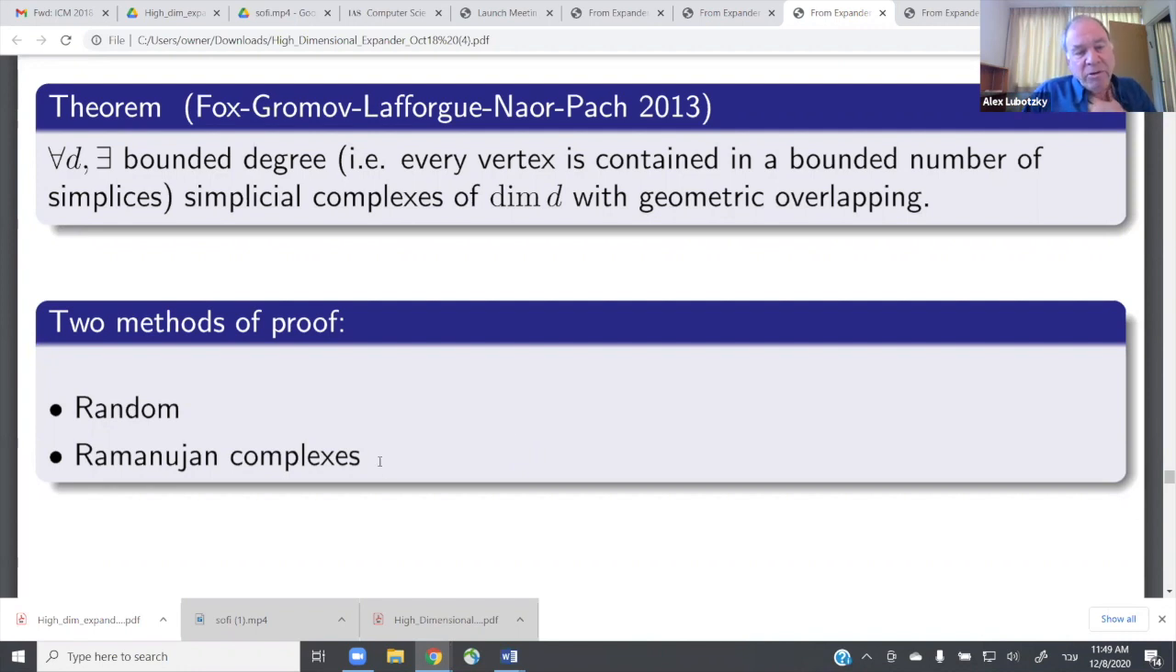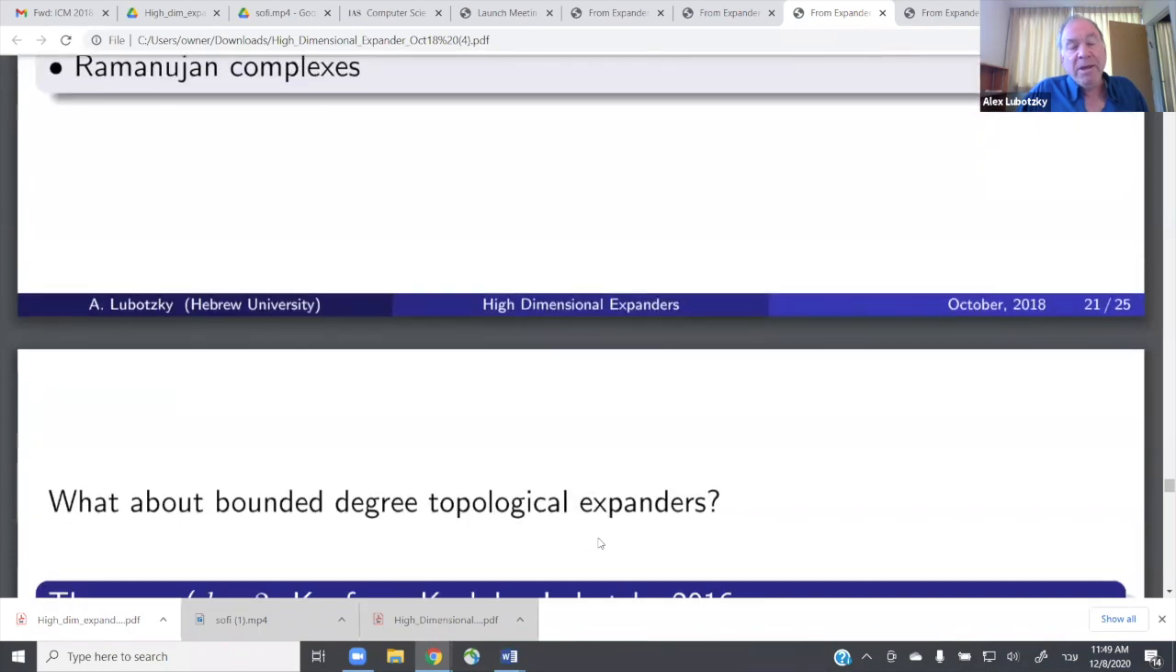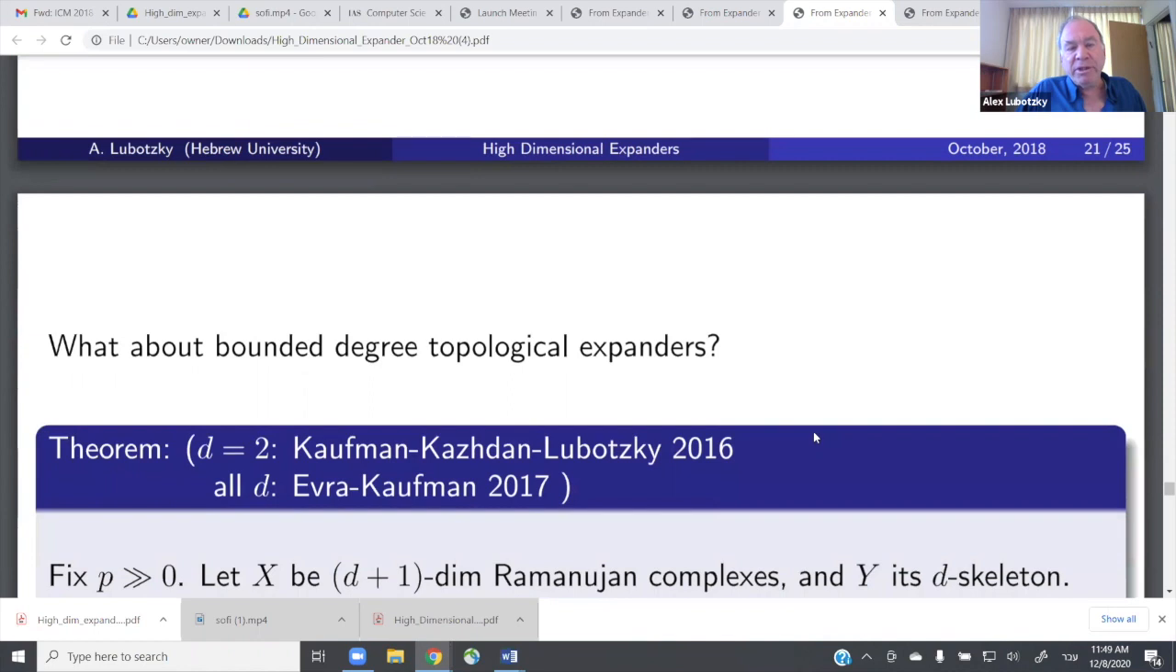So, okay, you have to prove it. It's not so trivial, but the known properties of Ramanujan complexes are enough, and they proved that they are that. And suddenly, a connection was opened up between these two areas. But they left open the more difficult questions, right? Are there bounded degree topological expanders?